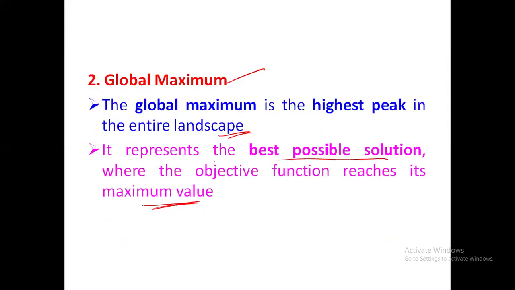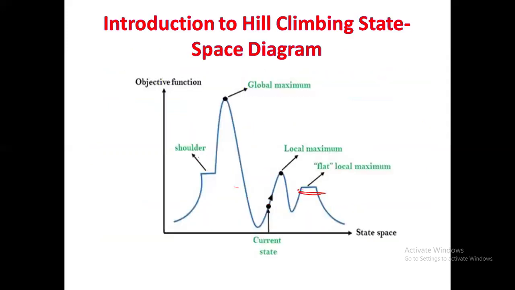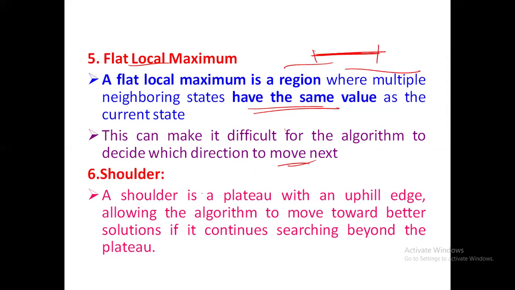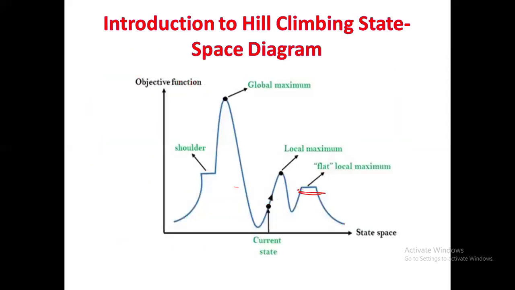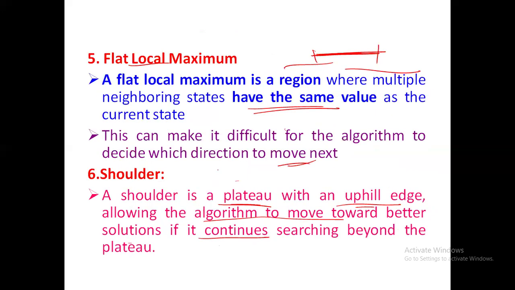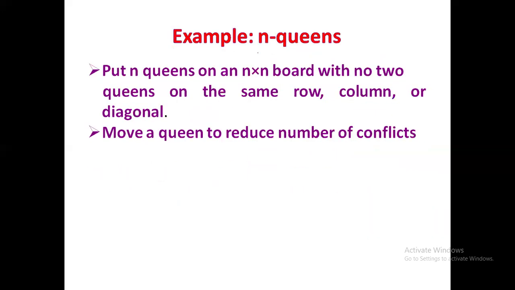Next is the shoulder. The shoulder represents a flatter region, a plateau with an uphill edge, allowing the algorithm to move toward a better solution if it continues searching beyond the plateau. Here, the algorithm is allowed to search upward to find the global maximum value. The example we'll consider here is the N-Queens problem.